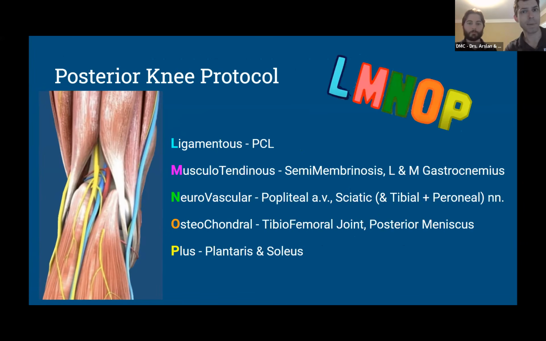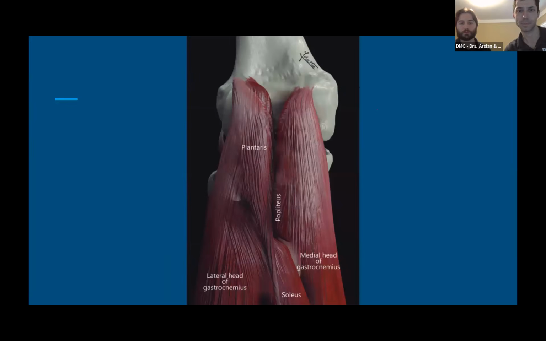We came up with this nice little mnemonic, LMNOP. We thought it'd be good and pertinent to try to remember the big structures we wanted to hit. You guys can take a look at this yourselves, but L is for ligamentous, M is musculotendinous, N is neurovascular, O is osteochondral, and P is for all the additional stuff that we put as plus.